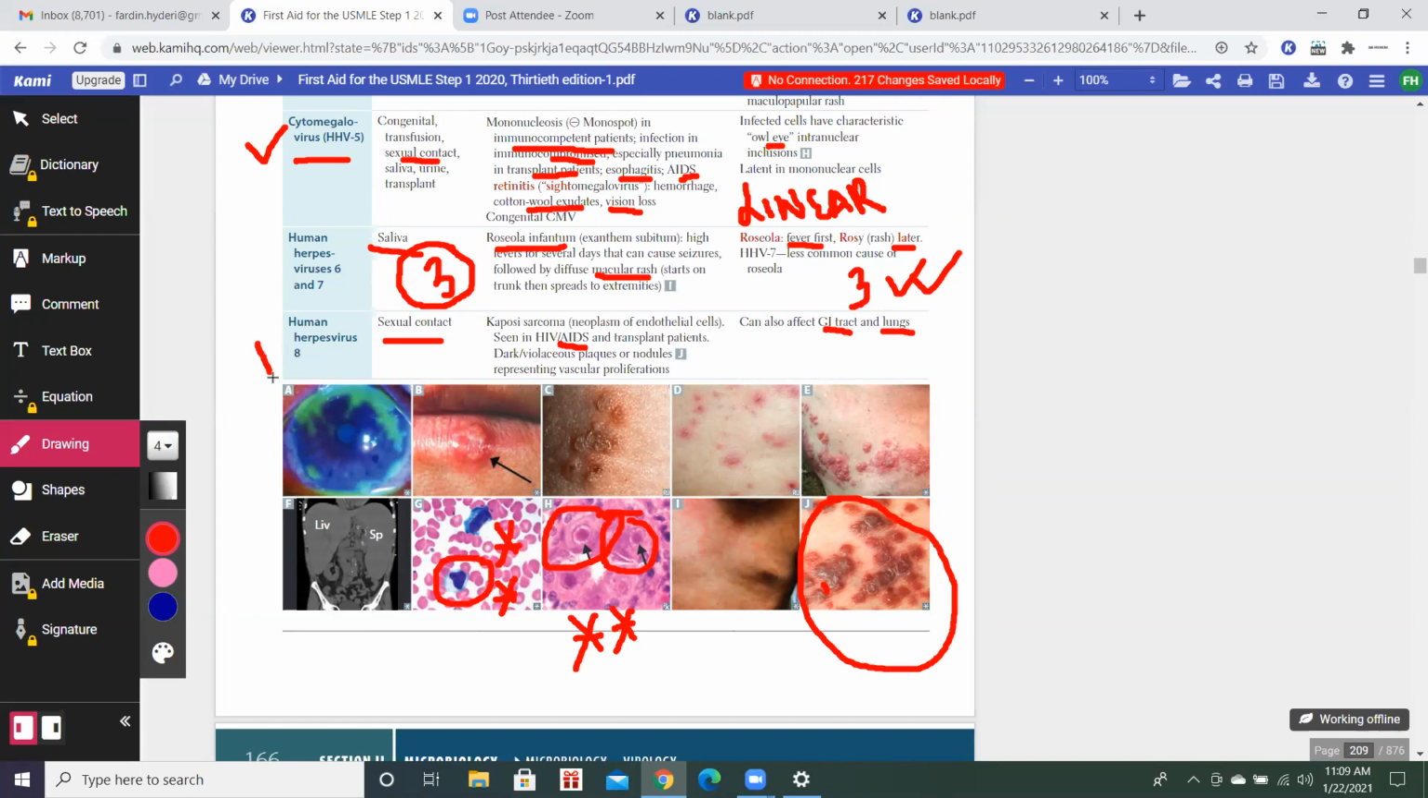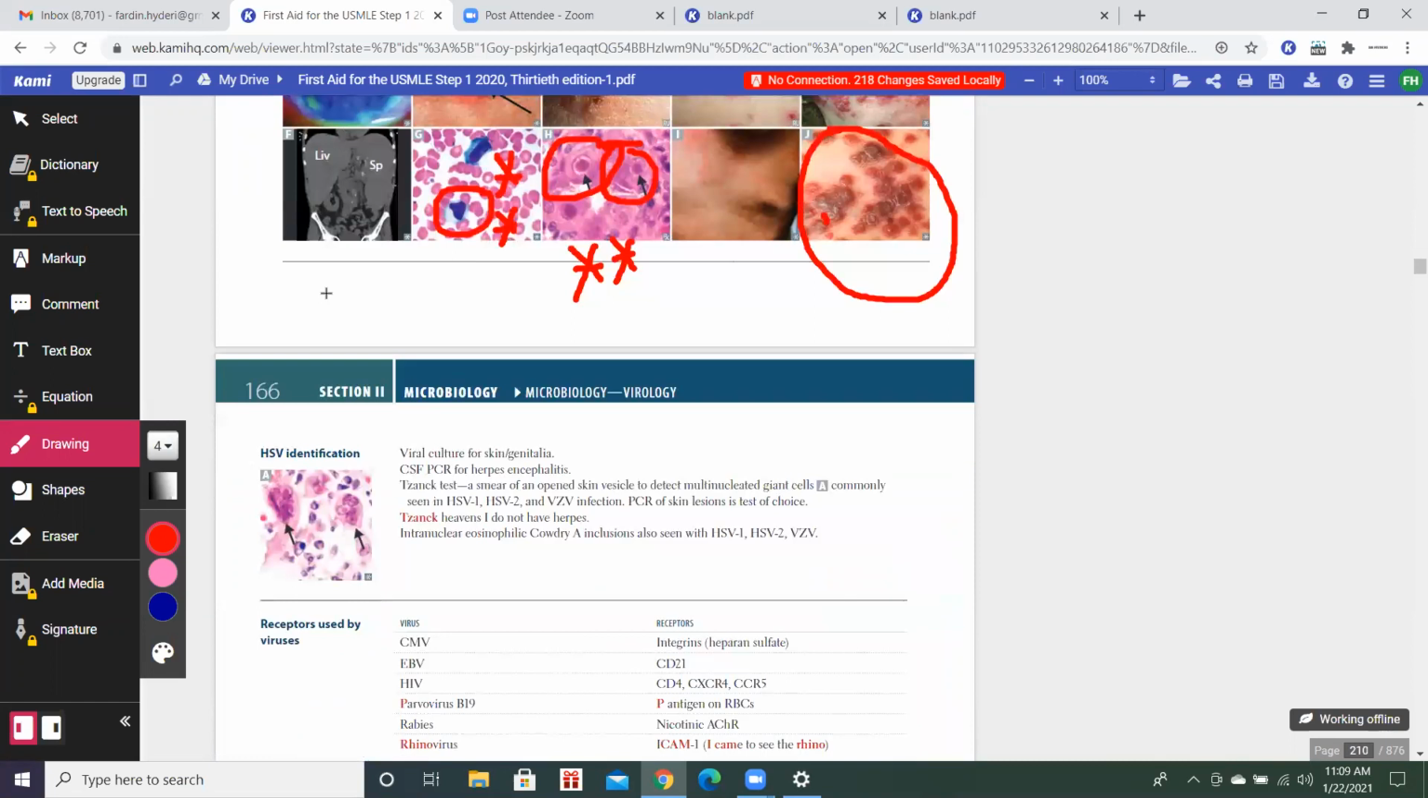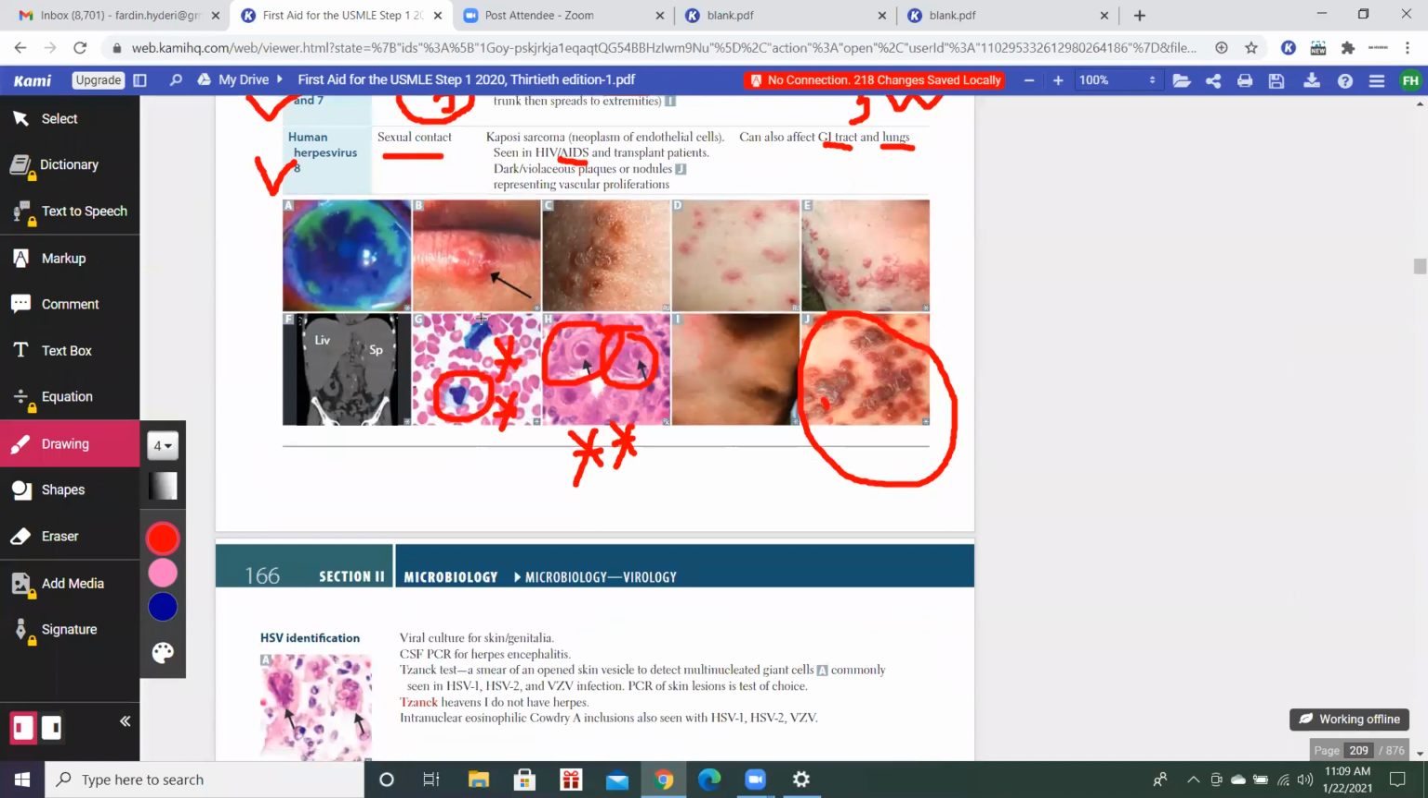Are we all clear about this, yes or no? Are we all clear about the herpes viruses? Can you guys hear my voice? Are we all clear about the herpes virus? Yes? Okay, good.